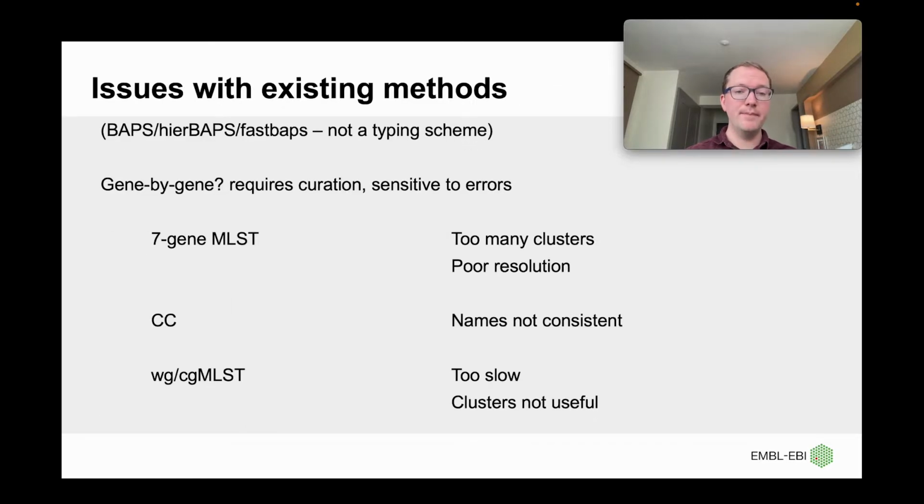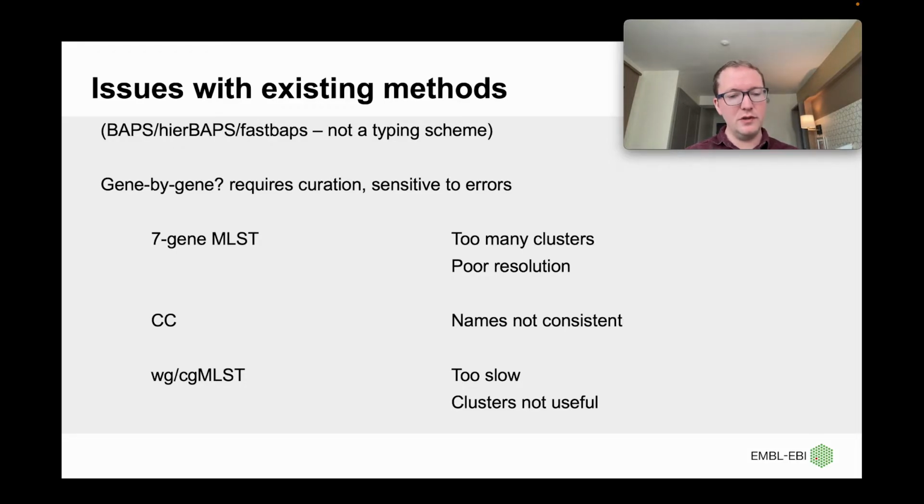So thinking about this, when faced with tens of thousands of genomes, we were deciding what's the best method to use. Model-based methods like BAPS and fastBAPS are out because they're not a proper typing scheme, and they do something slightly different. Gene-by-gene methods, though, are typing schemes, but we were slightly cautious because of the amount of curation required, and also the sensitivity to errors in genes and gene calling.